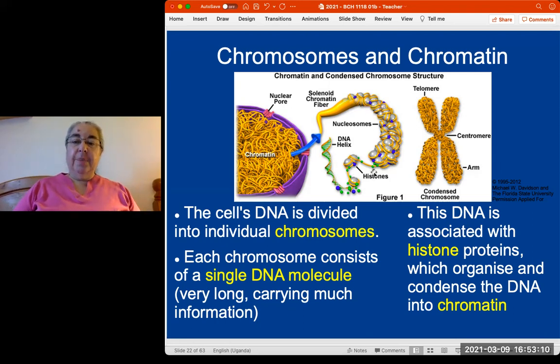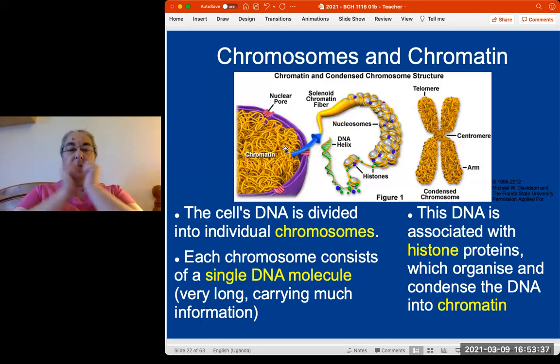Okay, so histones packaged up into nucleosomes, arranged into a thicker fiber. This is then coiled around again and again and again. And that is the state that DNA, that chromatin, is usually found in inside the nucleus. Then, if the cell is going to divide, the chromatin becomes packed even more tightly into discrete structures called chromosomes. So this is a condensed chromosome. This is what we'd see when the cell is preparing to divide.